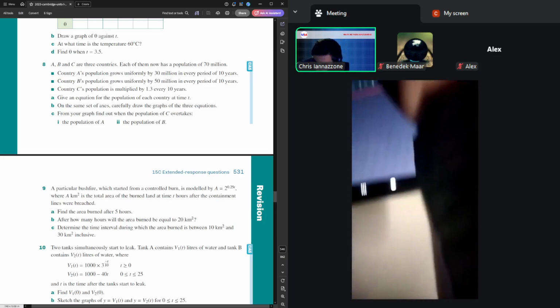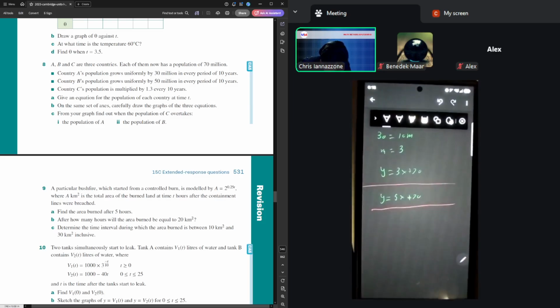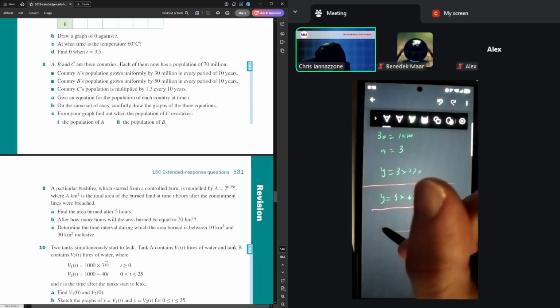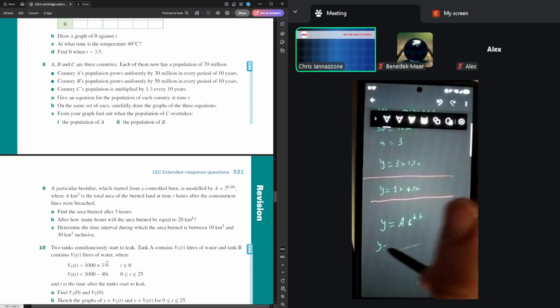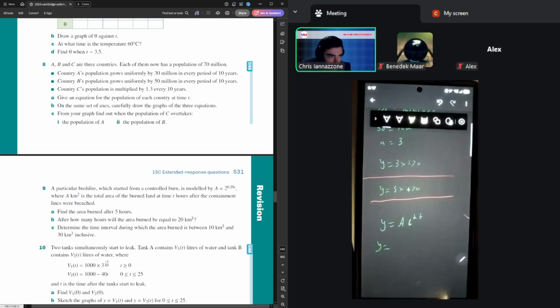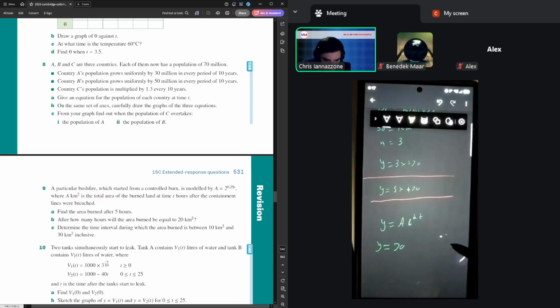So we start with our generic exponential equation: y equals a b to the k t. Capital A is our initial value. It's what we start with at t equals 0. So 70 million. B is the growth rate. So if the population is being multiplied by 1.3, the base is now 1.3.